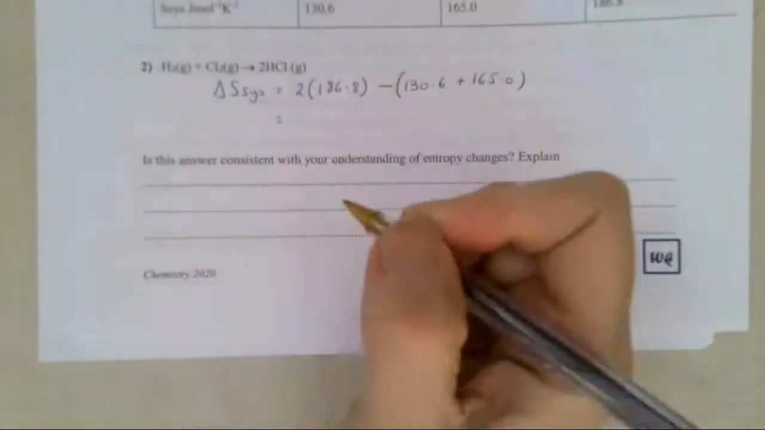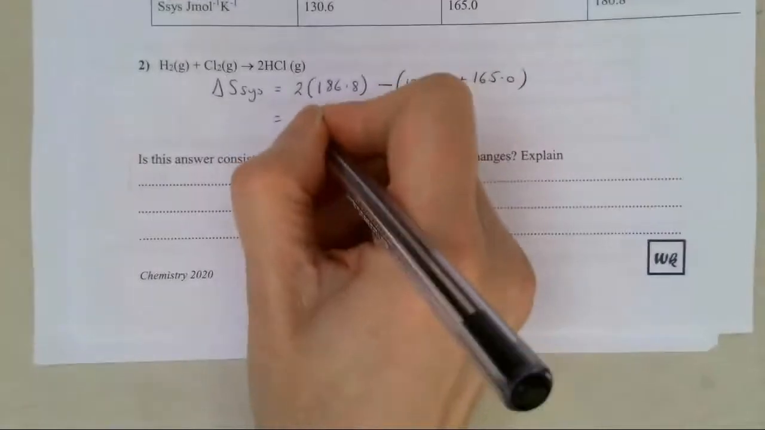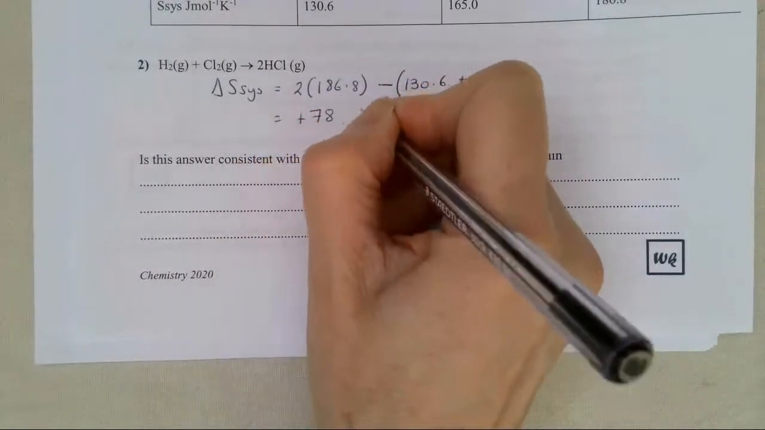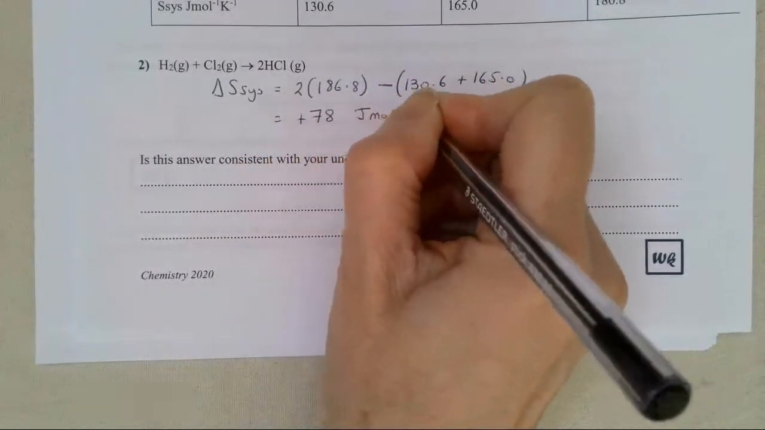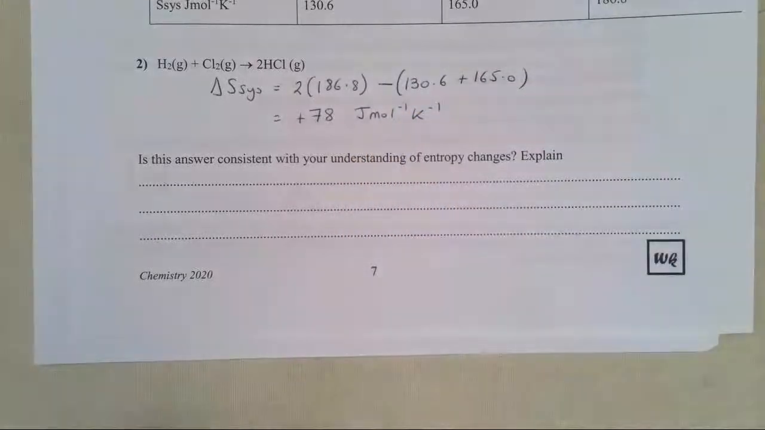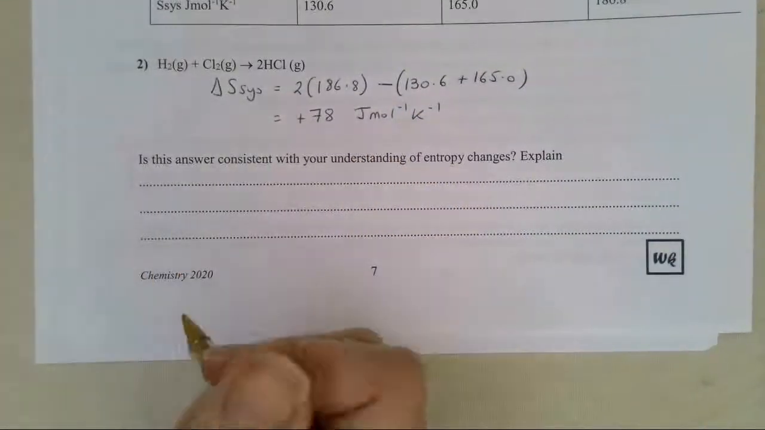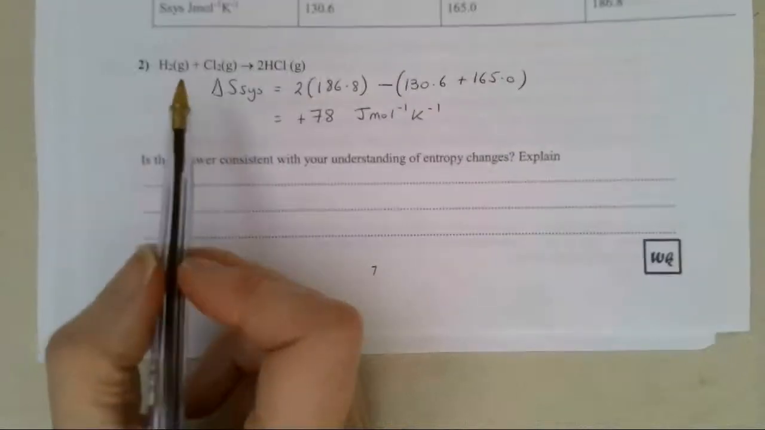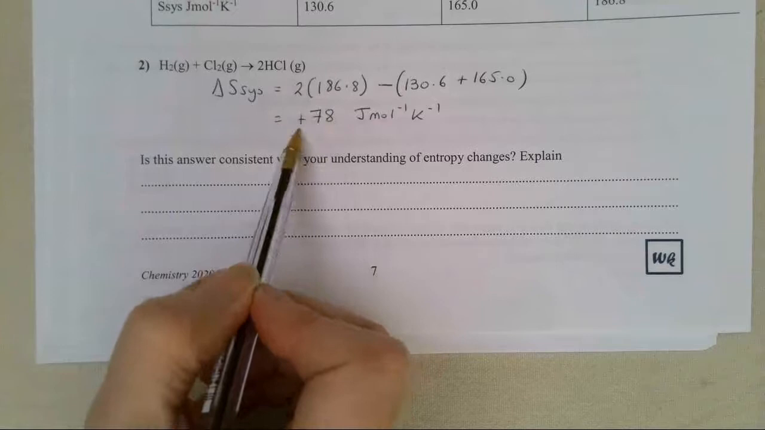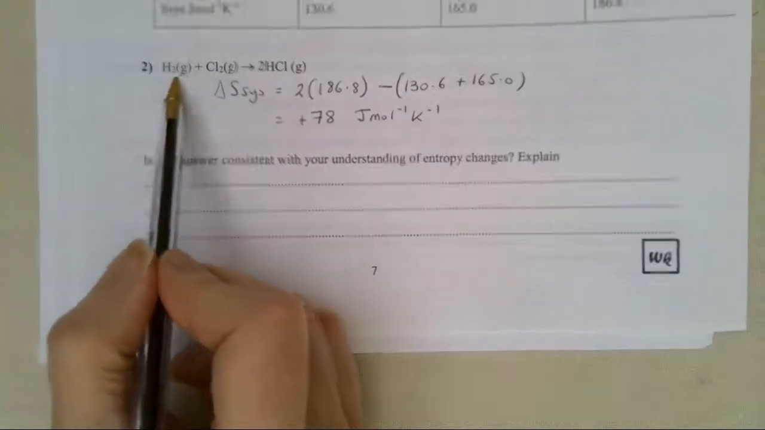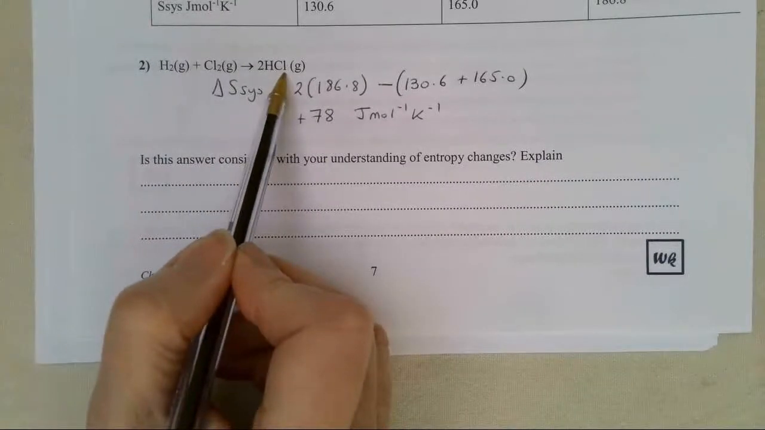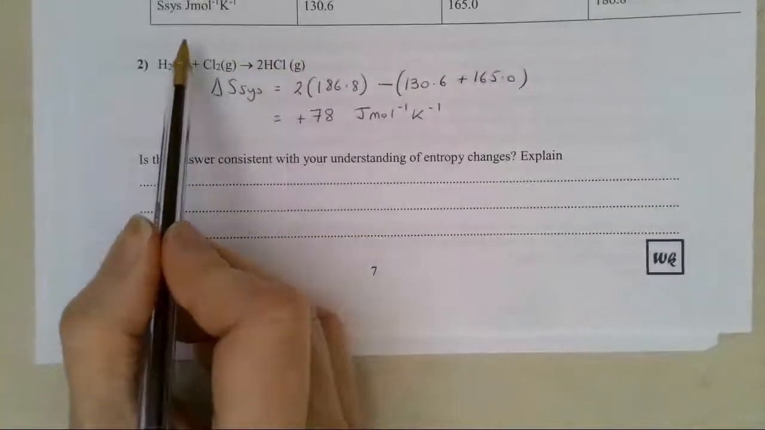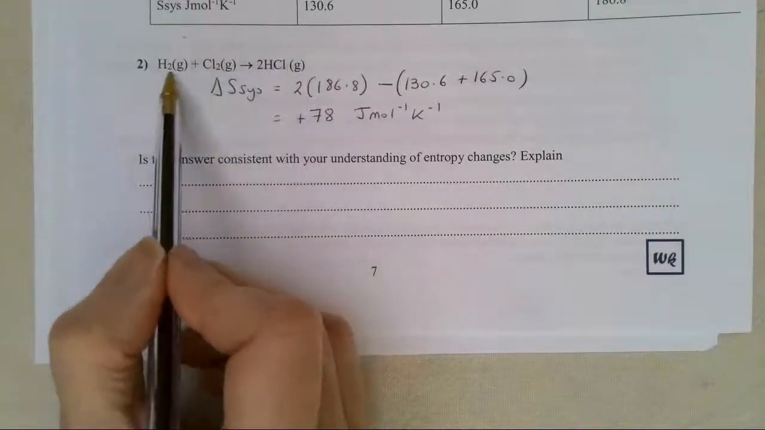Now, I should get an answer, if I've plugged it in correctly, of plus 78 joules per mole per Kelvin. Now, this is again consistent with what we understand from entropy changes. It's a little bit difficult, and it's quite a small positive number. And the reason for that is you're going from 2 moles of gas to 2 moles of gas. So that's not changing the entropy.